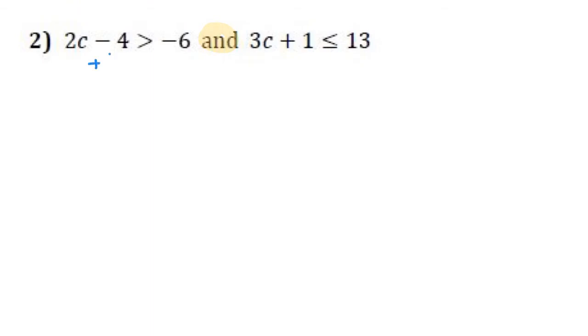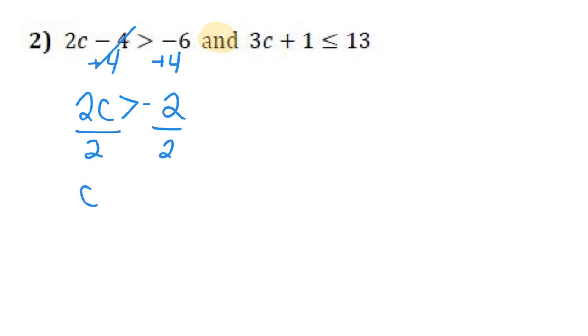So I'm going to go ahead and start with a +4 on both sides. Bring down the 2c is greater than, we're going to use -2. And let's go ahead and divide by that 2 to isolate c. So c is greater than -1. Now notice I am dividing by +2. So that means I did not need to switch the inequality sign.